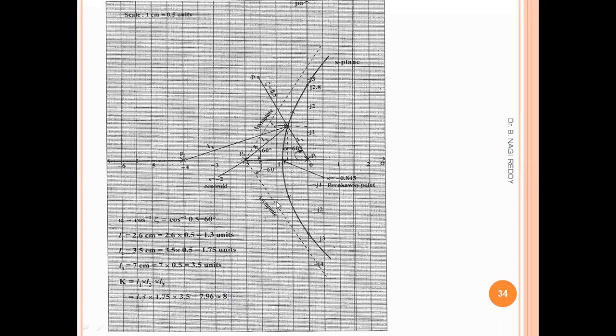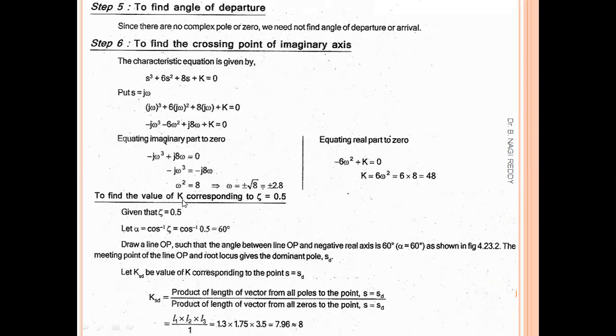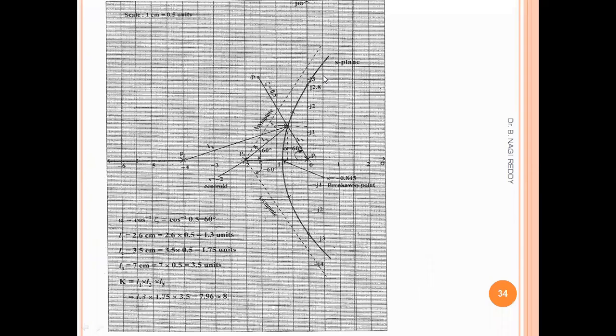Now multiply these three to calculate the K value. You will get the K value as approximately 8. That means for this zeta of 0.5, the K value is approximately 8. So this is how we can determine the K value for the given zeta based on the root locus graph. Okay. Thank you.